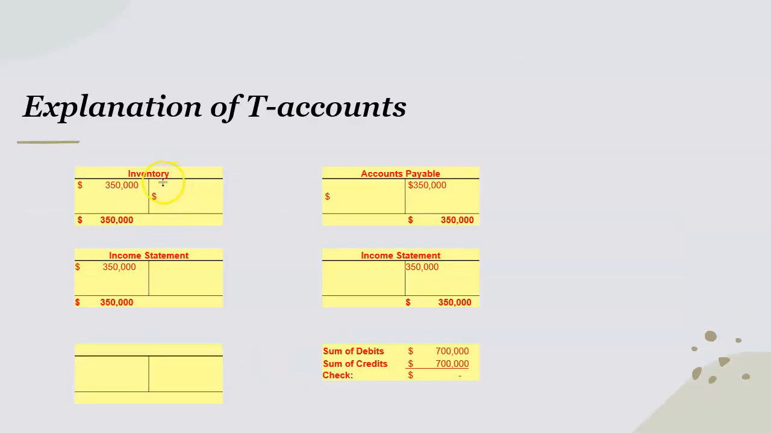Let's take a look at the T account. So we've got inventory here debiting $350,000. We've got our income statement debited by $350,000. We've got our accounts payable because we've got to pay the polyurethane supplier an additional $350,000. And we're also crediting our income statement by $350,000.